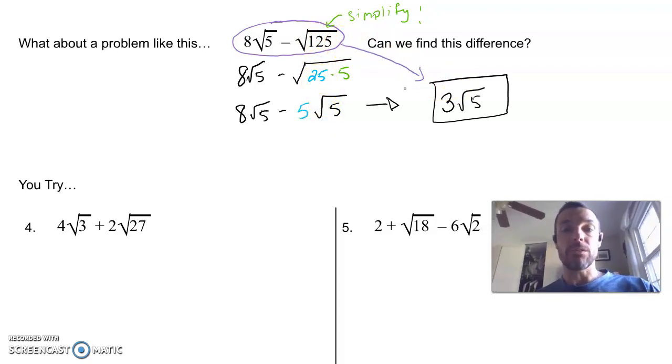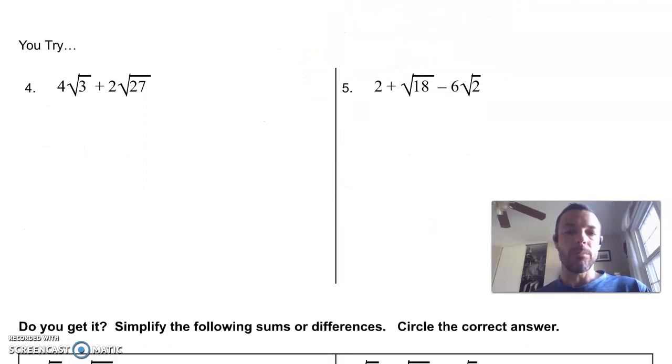That simplifies to 3 square root 5. So make sure you always look to simplify your square roots before you start combining. That's going to be the key to the more challenging parts of adding and subtracting radicals. Take a minute and try the next two real quick. See what you can come up with.